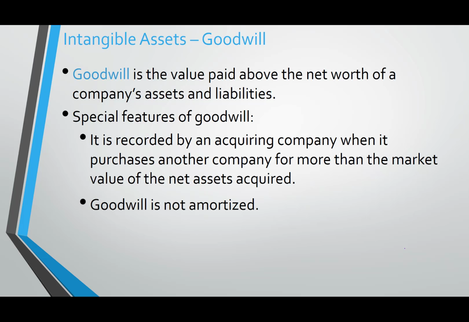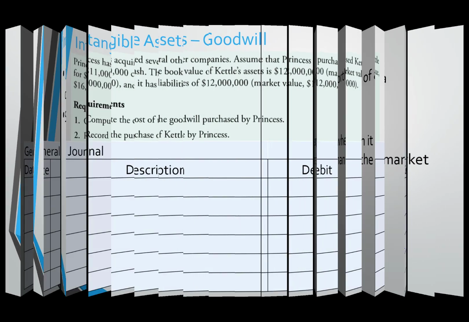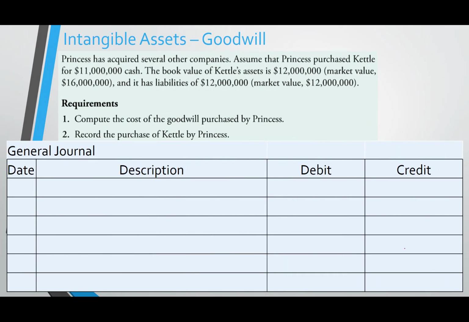So let's look at this problem. It says here, Princess has acquired several other companies. Assume that Princess purchased Kettle for $11 million cash. The book value of Kettle's assets is $12 million. Market value is $16 million. And it has liabilities of $12 million. Market value is $12 million.